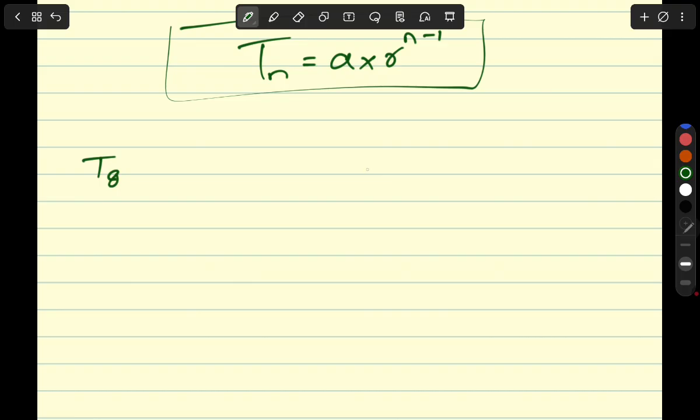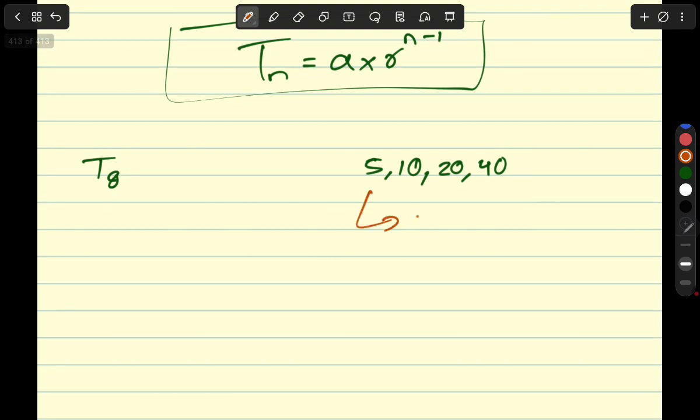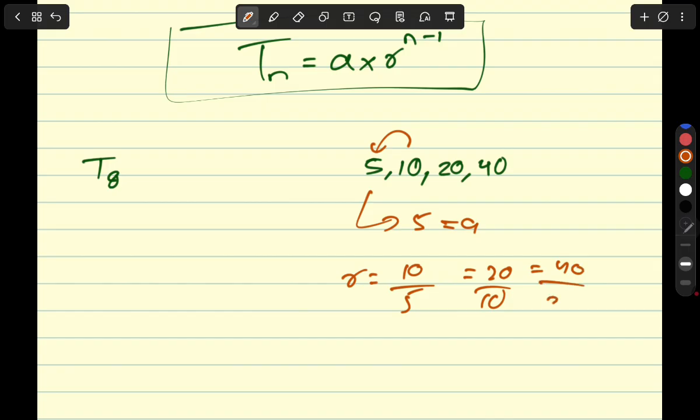Now if I give you a word example, let's say I want you to find term 8 for a progression which is 5, 10, 20, 40. I can quickly spot that my first term is 5. My common ratio is going to be the ratio of two terms: 10 upon 5, 20 upon 10, 40 upon 20. That's constant as 2, right? So the common ratio is 2. So term 8 is going to be a multiplied by r, which is 2, to the power of 8 minus 1, which is 7.